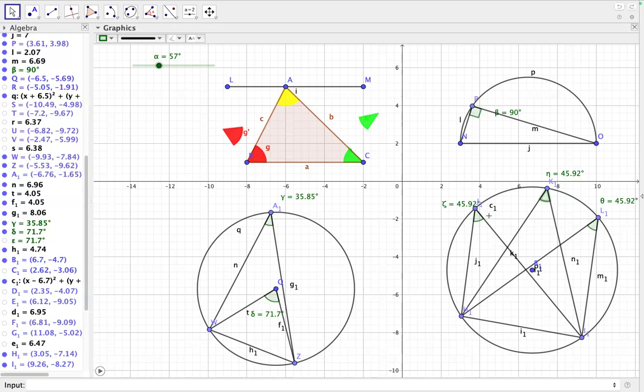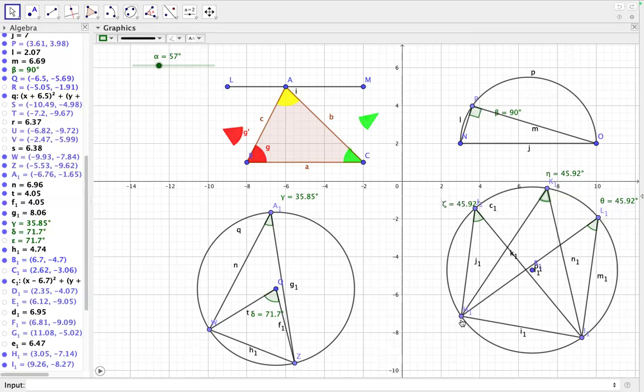The term is saying that the 3 angles here on the circumference of the major sector are equal. So currently you can see here is 45.92, here is also 45.92, and here is also 45.92. So that's what the term is saying.